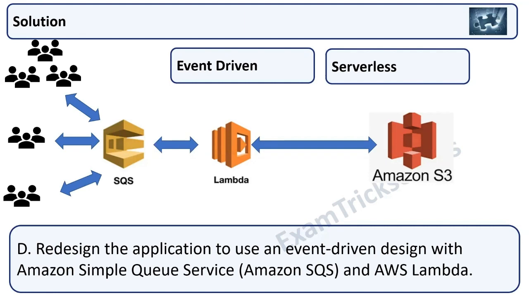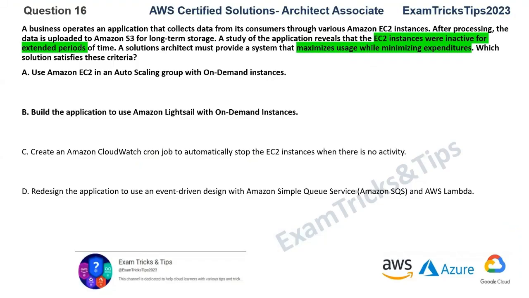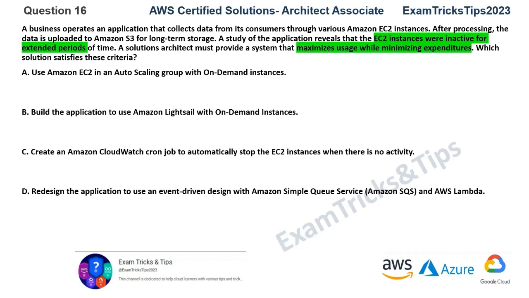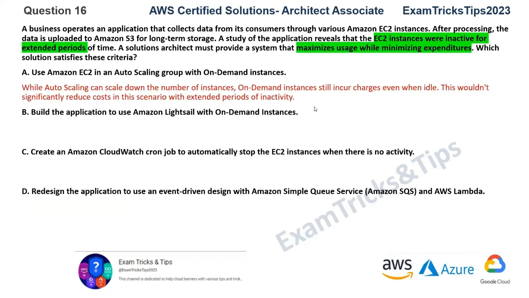Now let's see what we actually have in terms of options. So yes, we can see our option D is there, but we'll get to that at a later point in time. Let's go over the other options first and figure out why those are not the accurate ones. The first one says use EC2 in an auto-scaling group. Now, when you use an auto-scaling group, yes, you will probably be able to scale the number of instances up and down, but the instances still will be there and you will incur charges even when they're idle. So this is not going to significantly reduce the cost. That's not the right option.